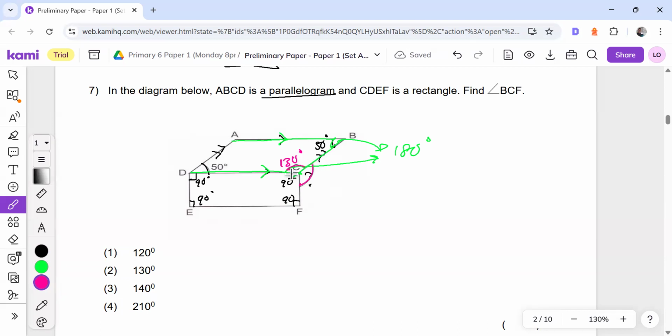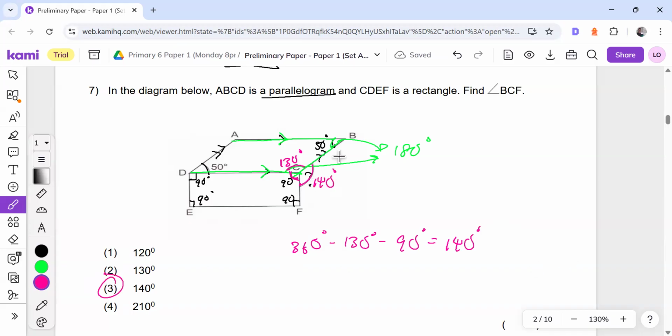So you can see the angles form like a circle. So you take 360, angles at a point, minus 130 and minus 90, and you will get your question mark. All right, so do your working carefully, and you will get 140 degrees. Okay, answer number 3.